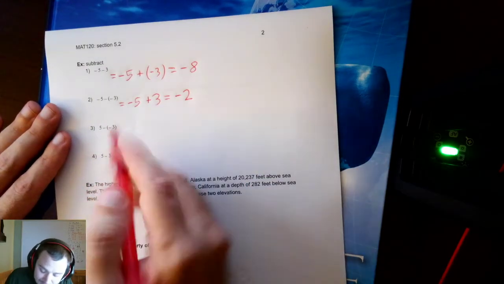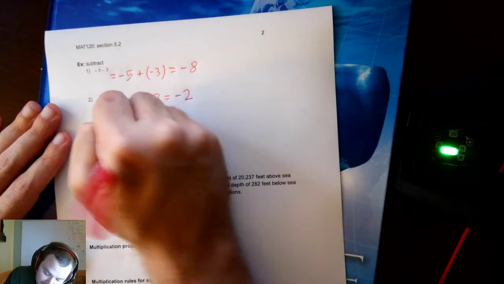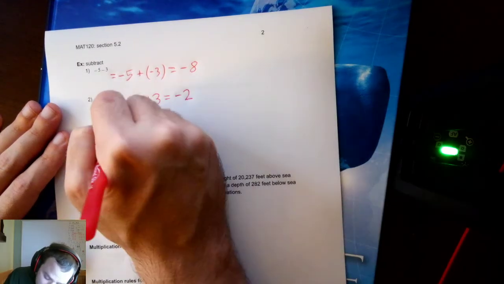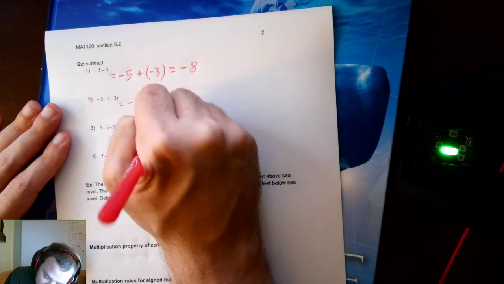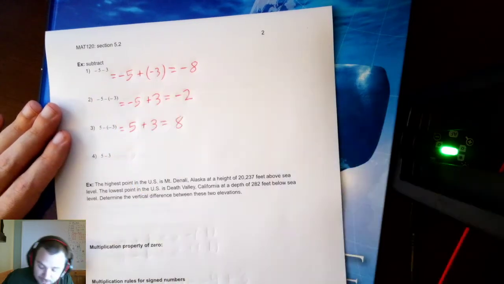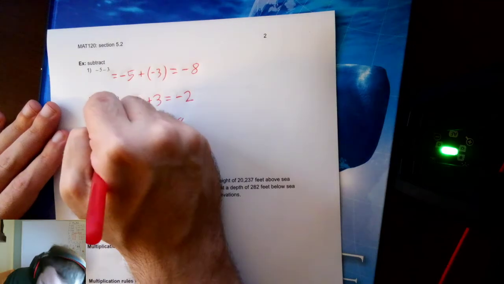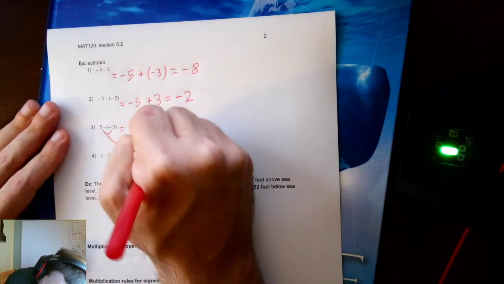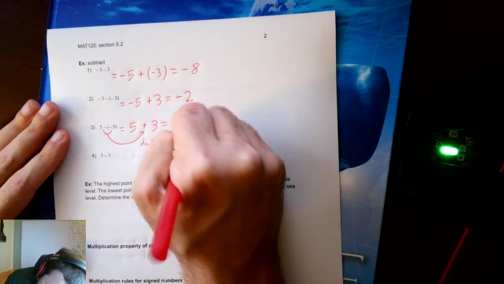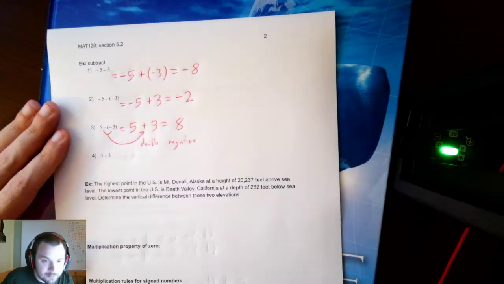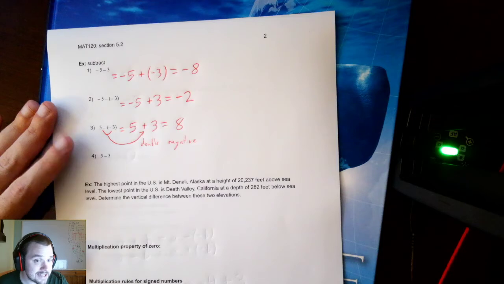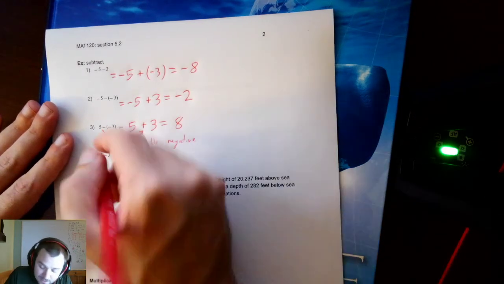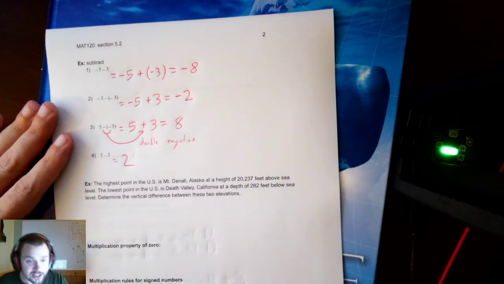5 minus negative 3, if I want to use the definition of subtraction, would be 5 plus the opposite of negative 3, which is positive 3, and that just gives me plain old 8. A lot of people like to think of this as double negative, right? It's a double negative, so it becomes a plus. A lot of people like to think of it like that. And then the last one, 5 minus 3, hopefully we can all agree that is 2.